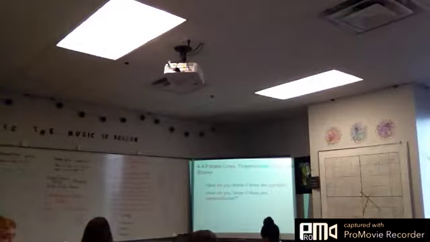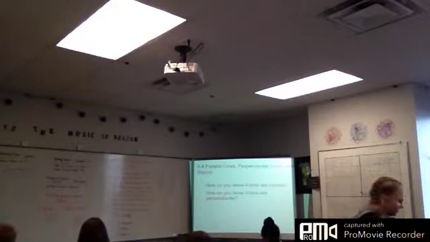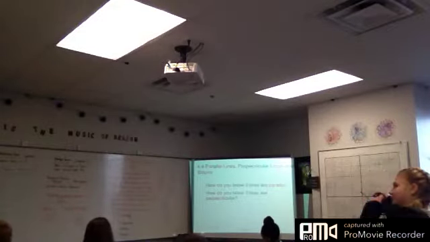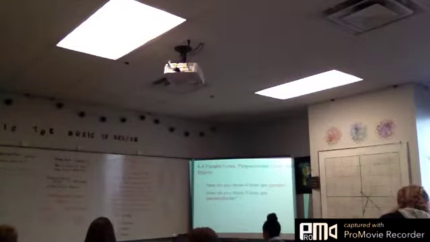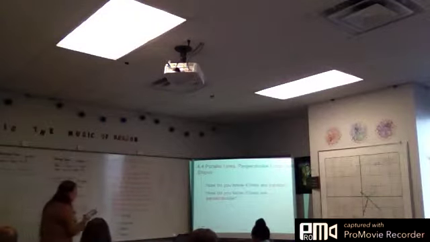Okay, here we go. 4.4. Let's do this. Parallel lines, perpendicular lines, and slopes, because they all go together. Yeah, they do. Why? Or why do I know they all go together?